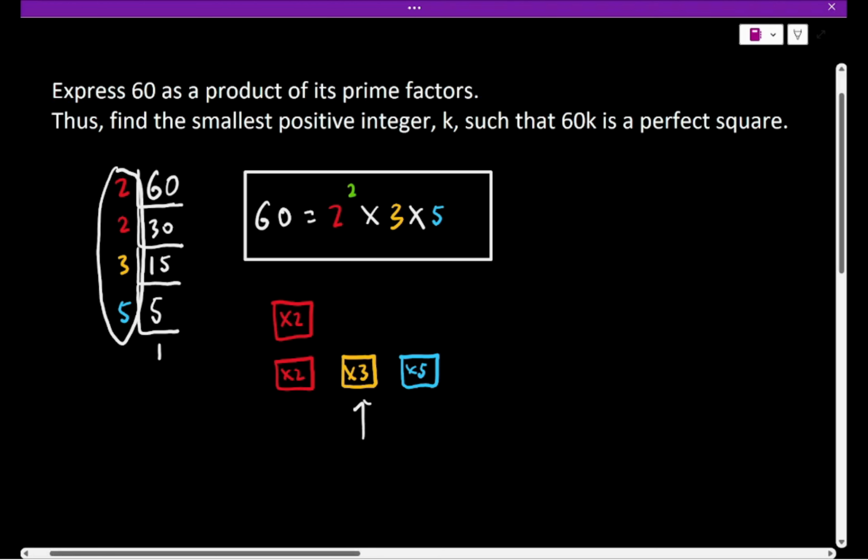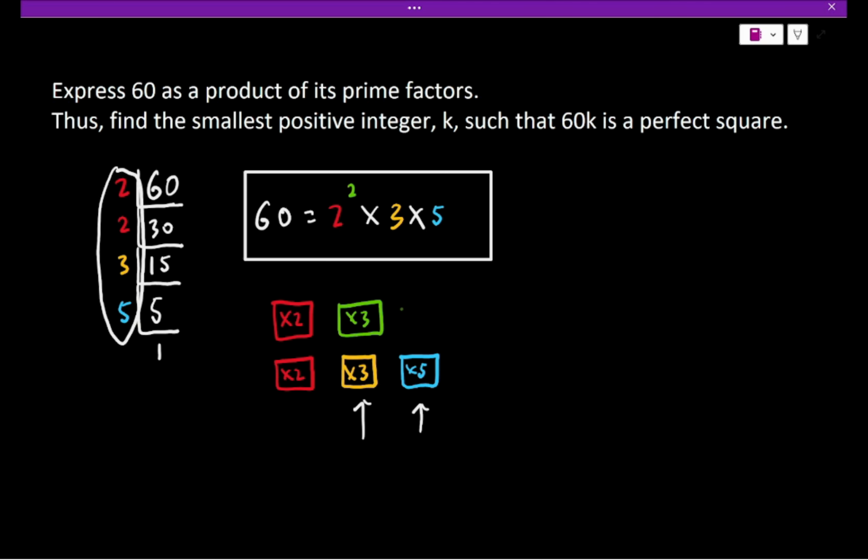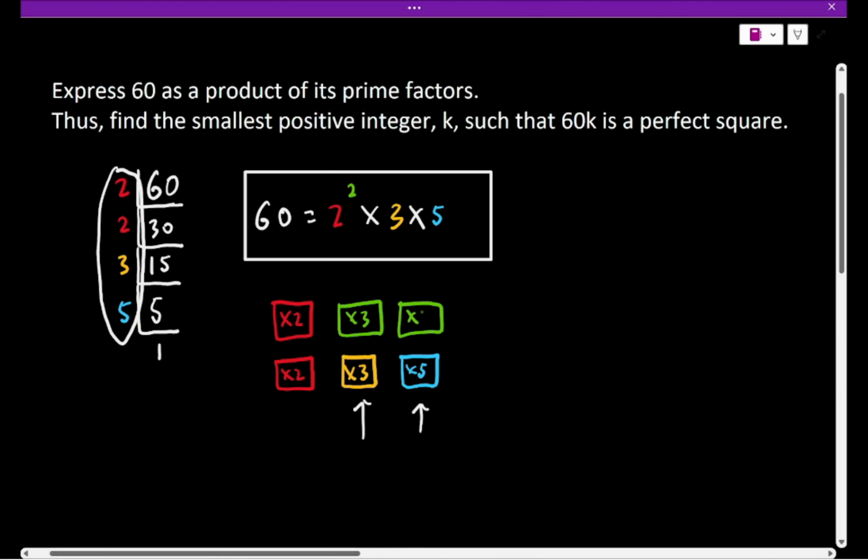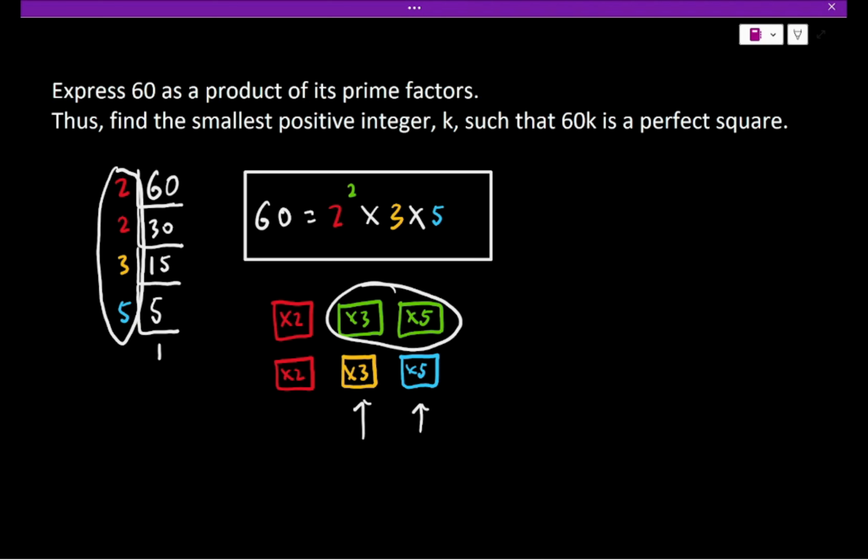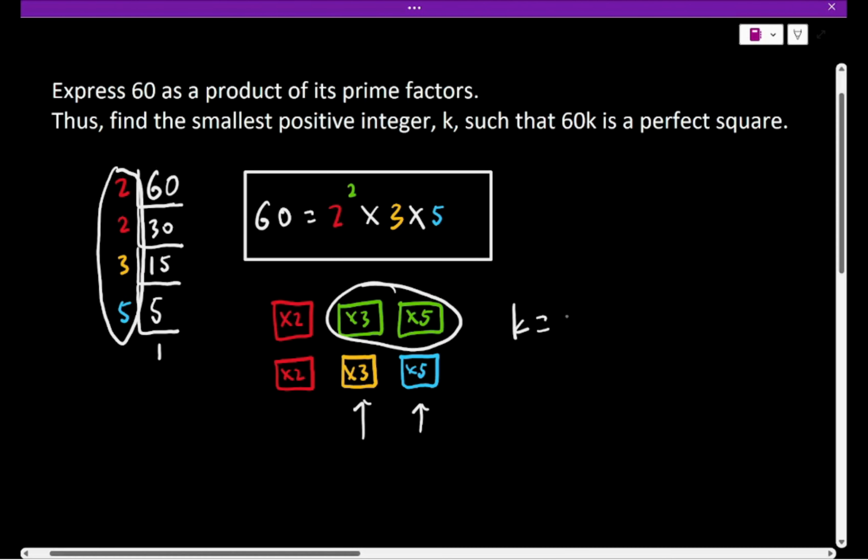This tower only has 1 block. So we need to put in an additional times 3. And this tower right here is only one block tall. So we are going to need to put in an additional block of times 5. These 2 blocks that we have put in additionally will be our number k, which is just going to be 3 times 5, which is equal to 15.